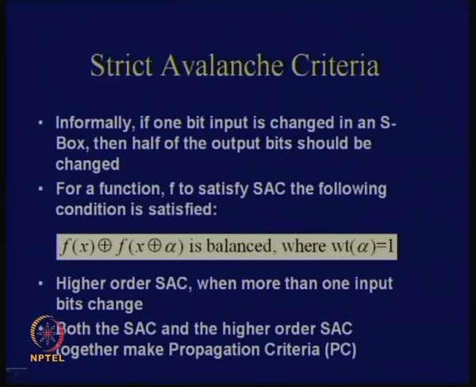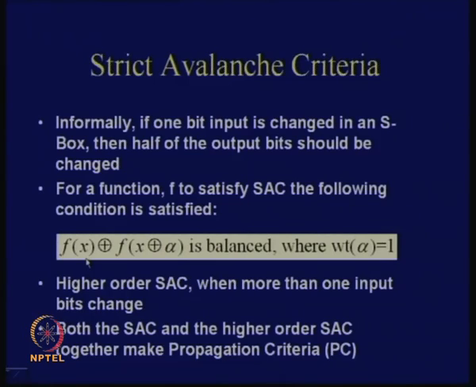So what it says is that if there is a Boolean function f(x), and you define a vector called alpha whose weight is 1, what does that mean? That only one bit is changed. If the weight of alpha is 1, it is basically a binary string in which only one bit is 1 and the rest are zeros. So if you take x XOR alpha, how many bits are changed between x XOR alpha and x?